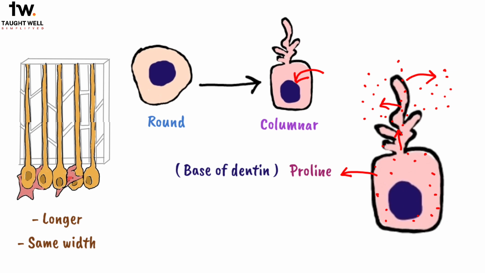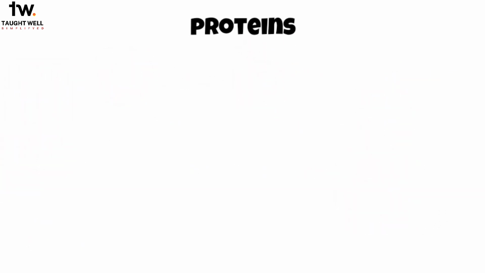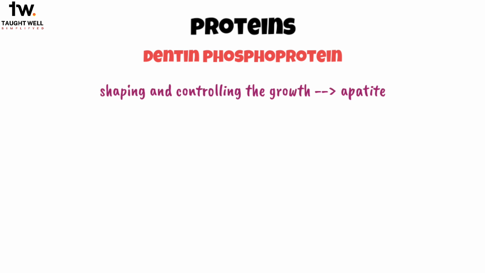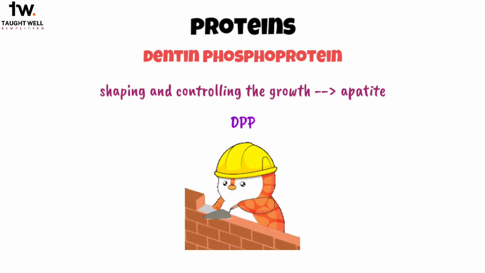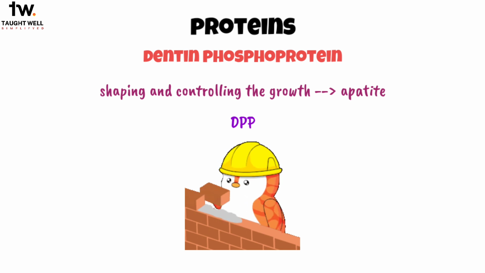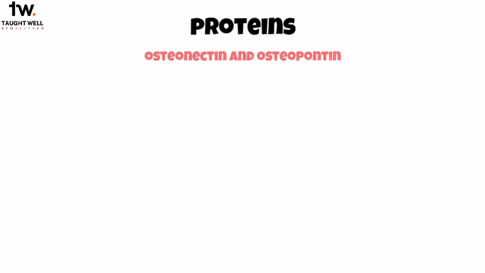In the process of forming dentin, there are several important proteins and substances that play crucial roles. Firstly, there's dentin phosphoprotein. This protein binds to calcium and is essential for shaping and controlling the growth of tiny crystals called apatite within the dentin matrix. Think of DPP as a builder who carefully places each brick of apatite crystals in the right spot to strengthen the structure. Next, we have osteonectin and osteopontin.